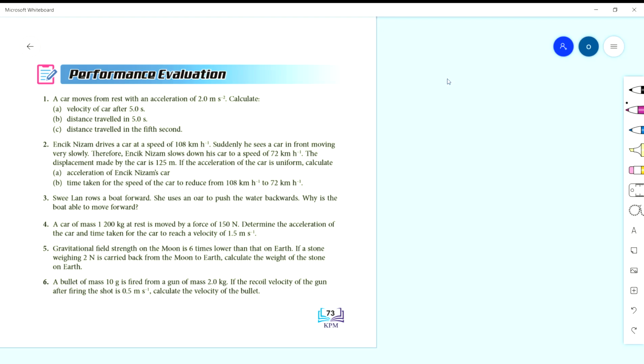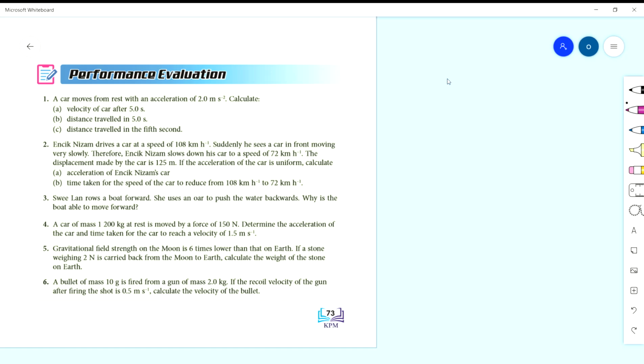Assalamualaikum. So today we're going to discuss chapter 3, the performance evaluation on pages 73, 74 and 75. I'll discuss roughly how to answer the questions and you can try on your own.